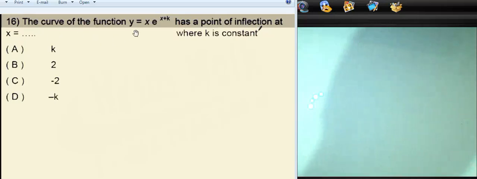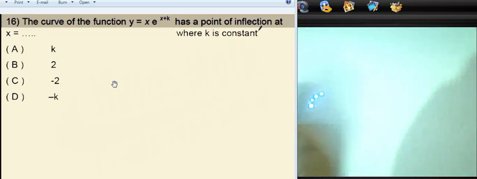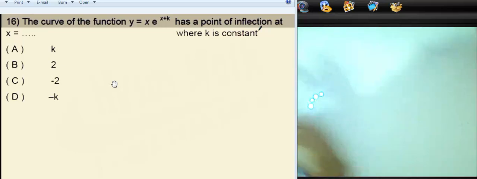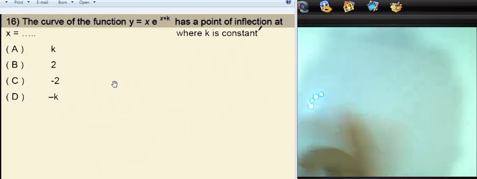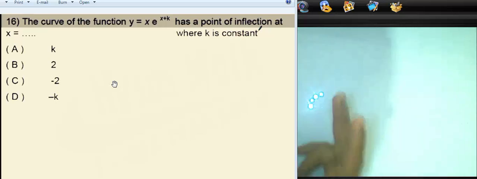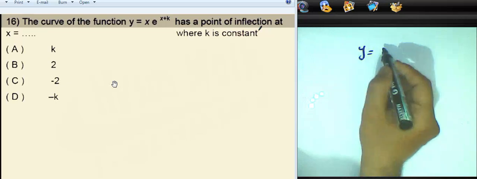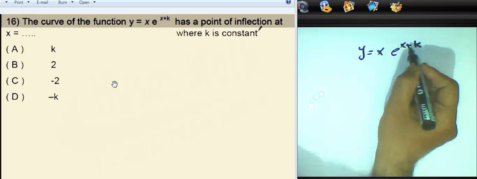Question 16, the curve of the function y equal x multiplication e power x plus k has a point of inflection at x equals 0. We can find the first derivative of this function and put the first derivative equal 0 and find x equal what? Okay, he give us has a point of inflection. You can find the second derivative because he give us here inflection point. Okay, look at with me here, we have y equal x multiplication by e power x plus k.